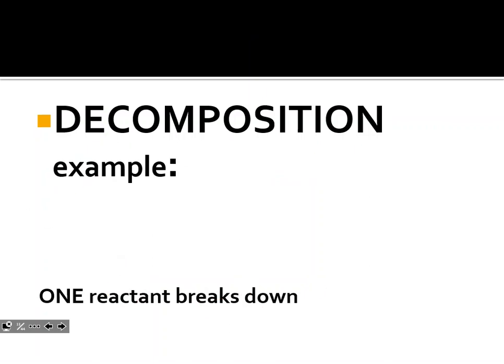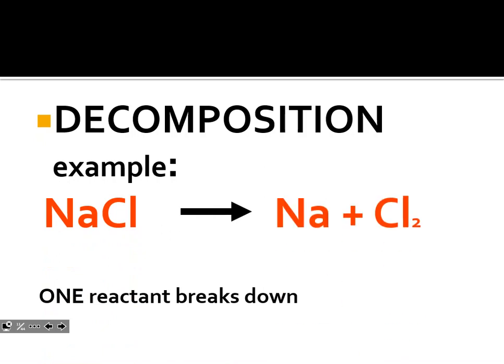Now for the example. We start with sodium chloride, lovely table salt. We like this, we use it for lots of things. It's going to break apart into its individual elements, sodium metal and chlorine gas, like so. So one thing breaking apart. It's pretty much the opposite of synthesis. Synthesis, you have stuff coming together to make one product. Here you have one reactant breaking down into multiple things. Alrighty.